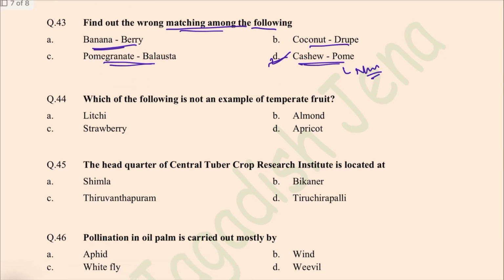Which of the following is not an example of temperate fruit? That is lychee. Lychee is not an example of temperate fruit. It is a tropical and subtropical fruit, mostly subtropical in nature. Temperate fruit examples are apple, almond, apricot, strawberry. These require low or cold temperature, and they are called temperate crops. During winter, they break dormancy.